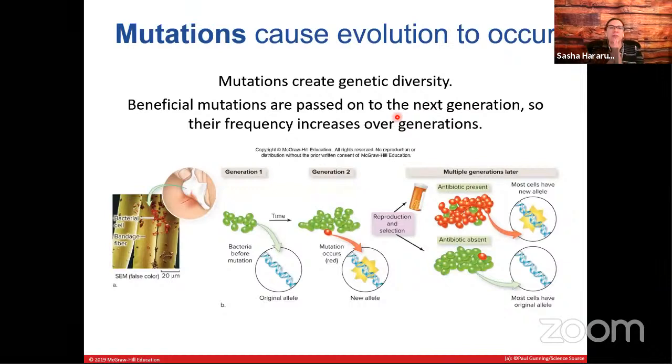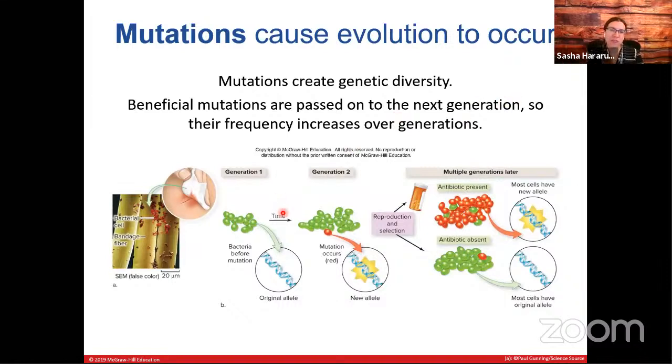Okay, so moving on to another reason why Hardy-Weinberg equilibrium does not occur in real populations: mutations. Mutations cause evolution to occur and Hardy-Weinberg equilibrium to not be maintained. Mutations create genetic diversity. If a mutation is beneficial, then it's passed on to the next generation, so the frequency of the beneficial mutation increases over generations.